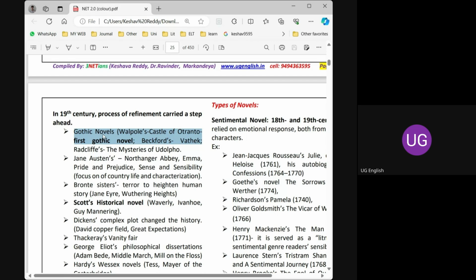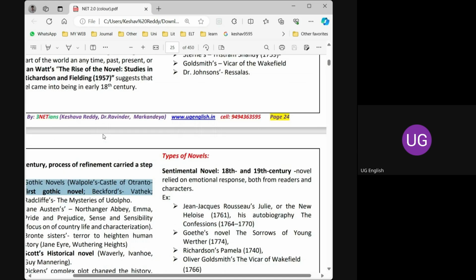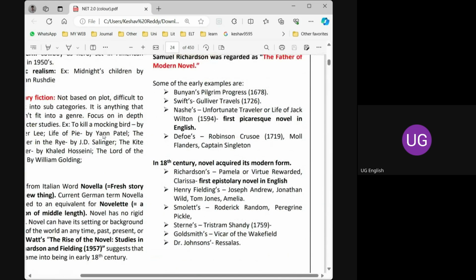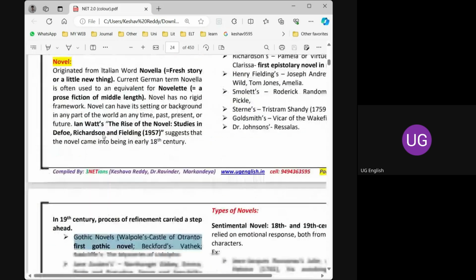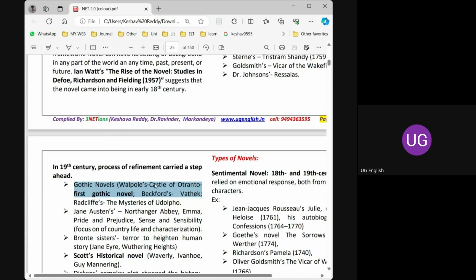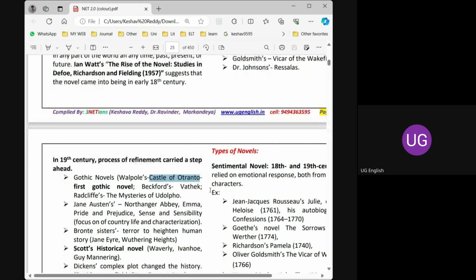So the first picaresque novel we discussed, Unfortunate Traveler. First epistolary novel we discussed, Pamela. And first Gothic novel, Castle of Otranto. The name itself suggests it's related with ghosts, terror, horror, fear. So just remember. The other important Gothic novels are Vathek by Beckford, The Monk, and The Mysteries of Udolpho. All these are very important Gothic novels.